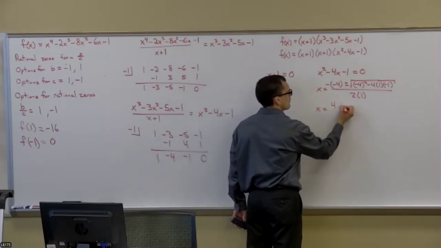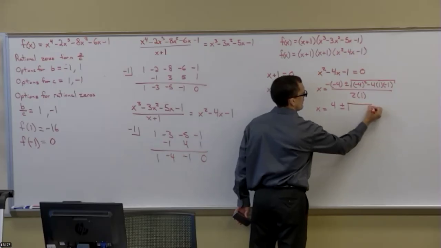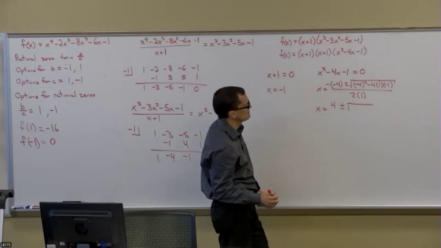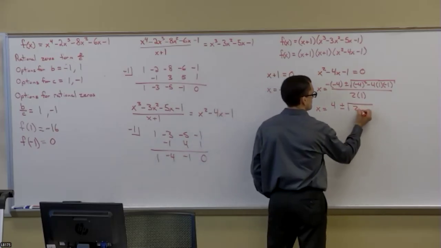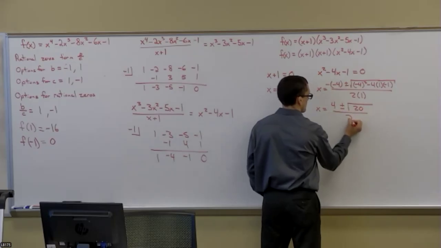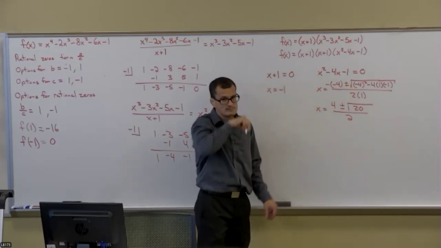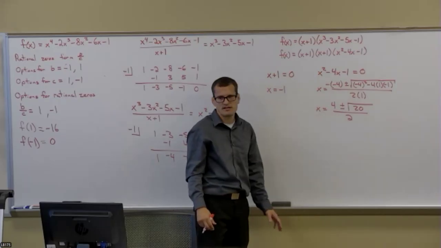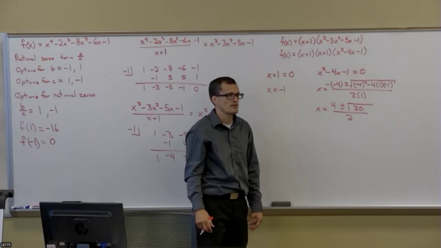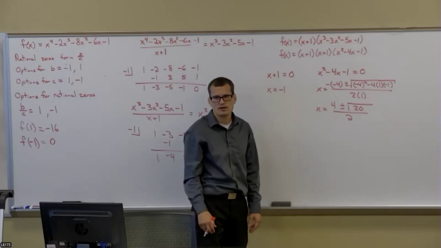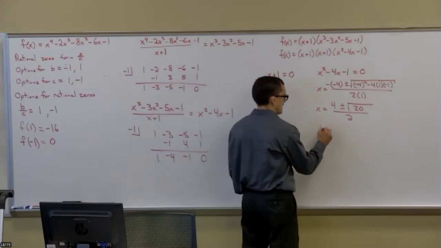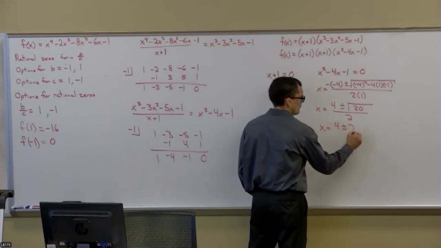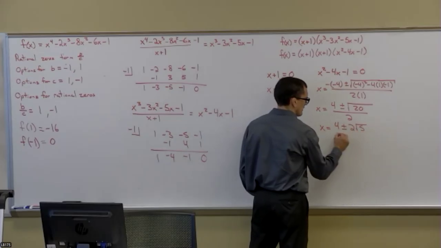That becomes 4 plus or minus the square root. So it's going to be 16 plus 4, which is a 20, divided by 2. You can simplify root 20 if you'd like. 20 is 4 times 5. 4 is a perfect square. So you can, if you like, simplify this to 4 plus or minus. Square root of 4 is 2. Square root of 5 does not simplify.